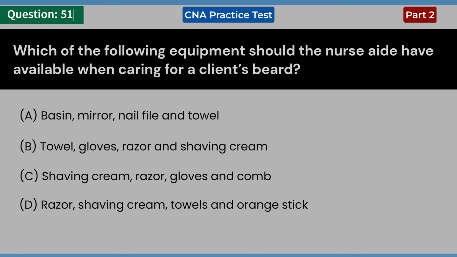A. Basin, mirror, nail file, and towel. B. Towel, gloves, razor, and shaving cream. C. Shaving cream, razor, gloves, and comb. D. Razor, shaving cream, towels, and orange stick. Answer: B. Towel, gloves, razor, and shaving cream.